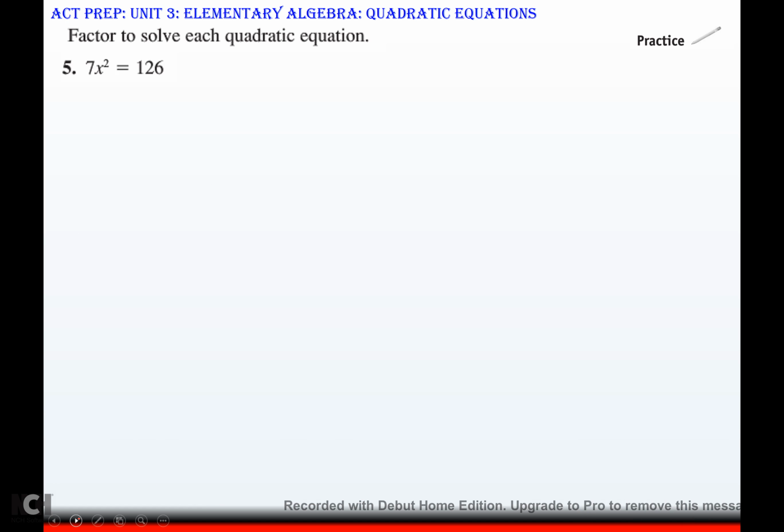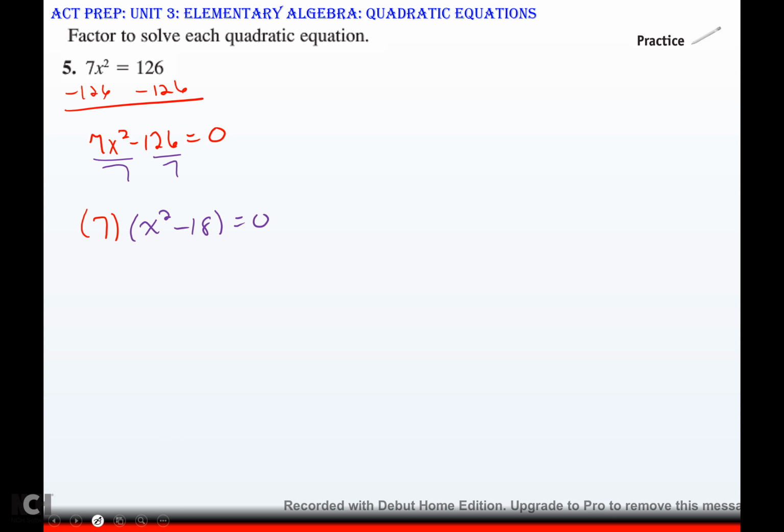All right, on this one, they want us to solve this, but they want us to do it by factoring. So to factor, you got to get 0 on one side. So I'm going to minus 126 minus 126. That gives me 7x squared minus 126 equals 0. Well, the only thing I can do here, those aren't perfect squares, so I just have to look for a GCF, okay, which is 7. So my GCF is 7. To get what's left, I divide by it. And 7x squared divided by 7 is x squared. Negative 126 divided by 7 is minus 18.